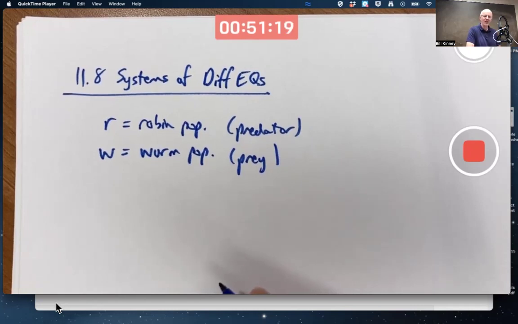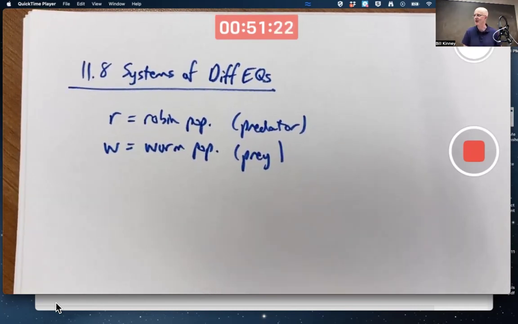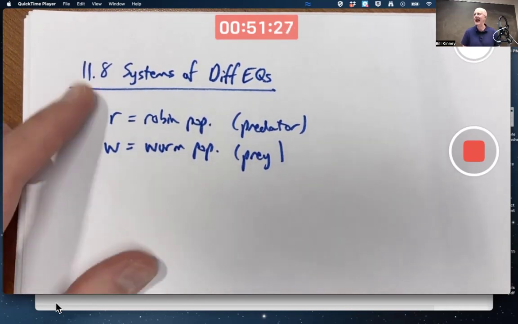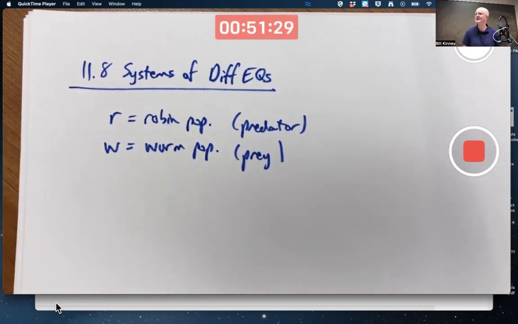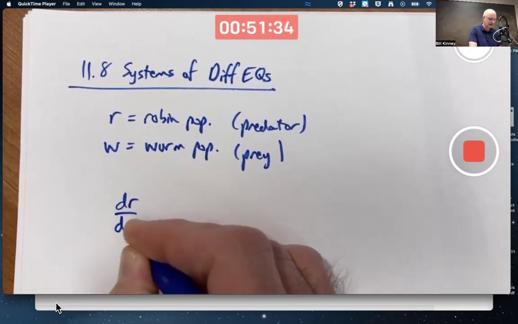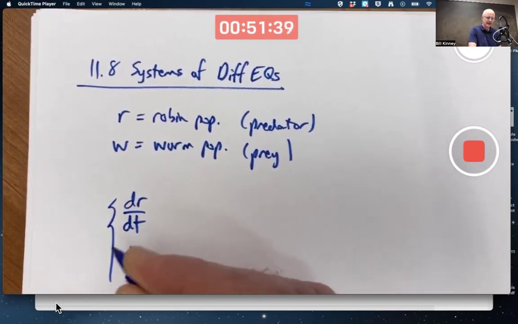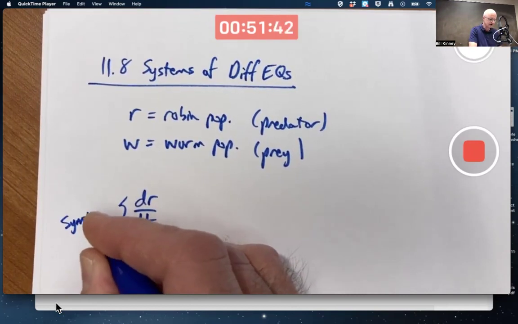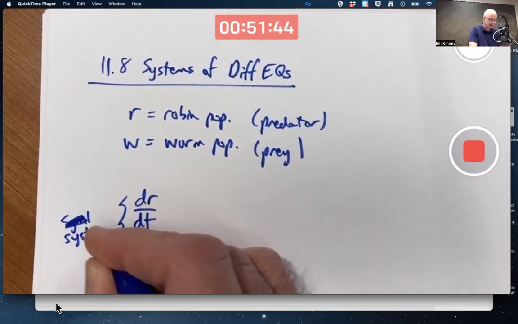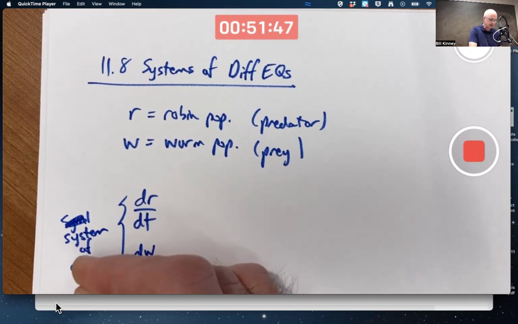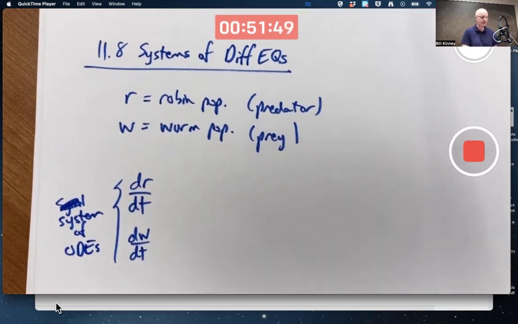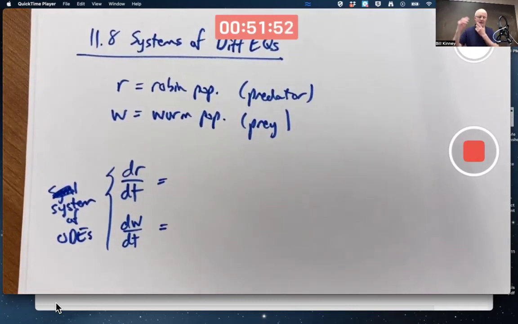All right. We want to write down a system of differential equations telling how fast the robin and worm populations change over time. A dR/dt equation and a dW/dt equation. A system of differential equations, they are ordinary differential equations. Here I'll call them ODEs because they involve ordinary derivatives.